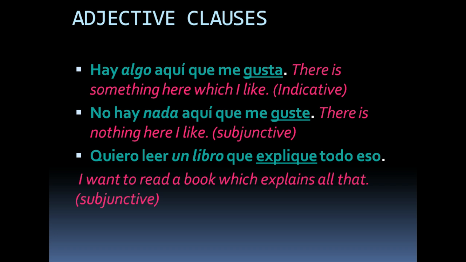Muy bien. Let's look at adjective clauses very quickly. Hay algo aquí que me gusta. There is something here which I like. Now this is the indicative. I added this in here for you guys to look at. When a sentence says I, this was one of our words, a clue word, to use the indicative. I. There is something here that I like. It's a fact. We must use the indicative.